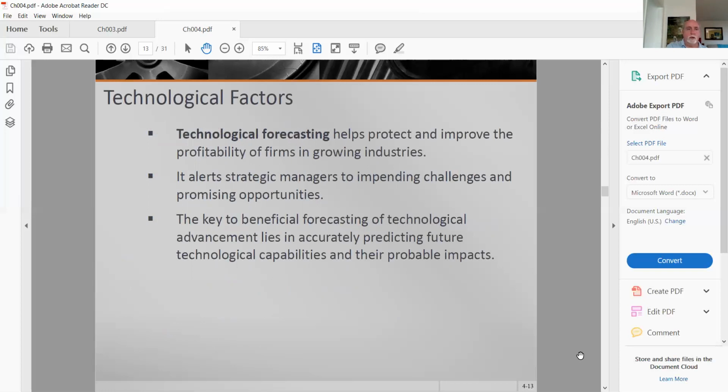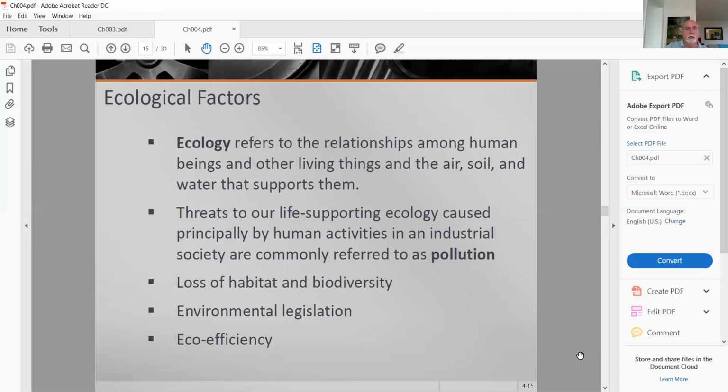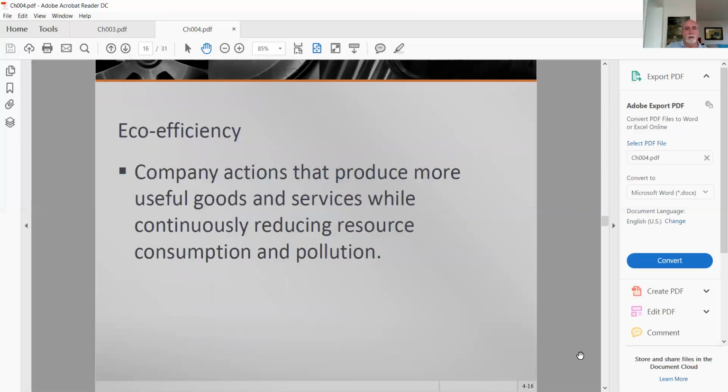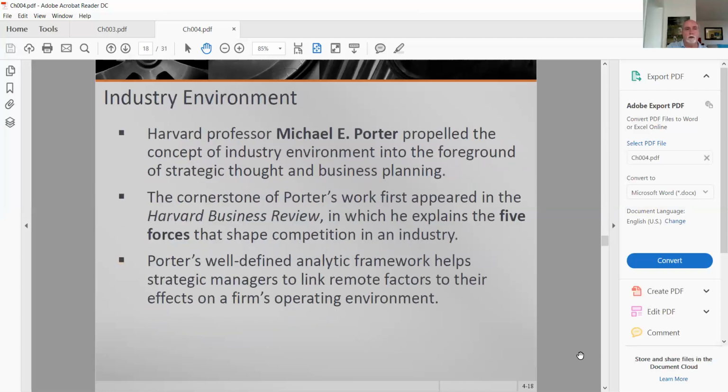Again, now we really start crossing into the area where, as business people, you rely mostly on the information system side of the house to understand what technical forecasting is, what is moving forward, when and how frequently I should replace all of my information technology infrastructure. It's a quasi-science, and it has a lot of issues associated with it. We have eco-efficiency, we have the international environment.